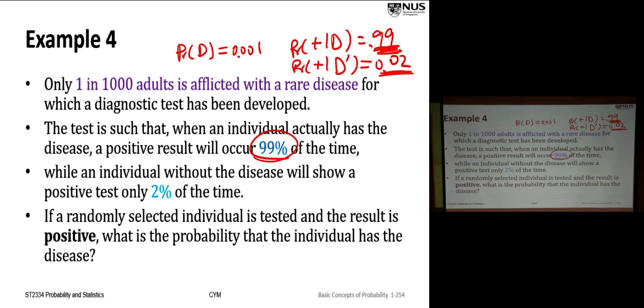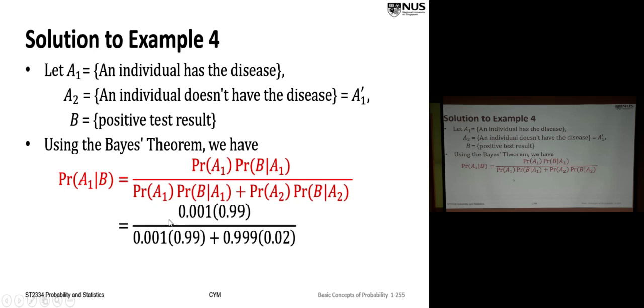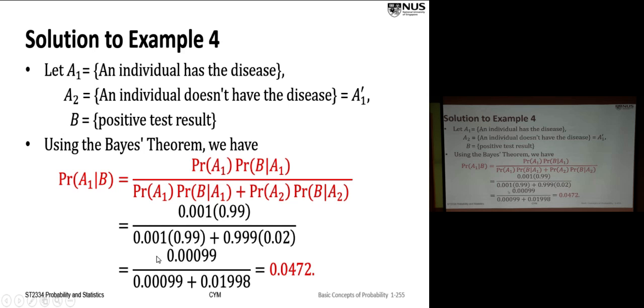But apart from that, let's look at this. If an individual tests and the result is positive, what is the chance that this individual has the disease? Now, with no test results, the chance that the individual has the disease is 0.001. So what is it after the test is positive? This is how we got it, and the answer is 0.0472. You test positive, but the chance that you have the disease is only about 5%.